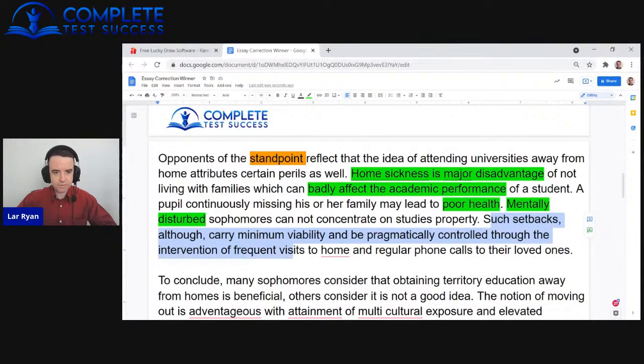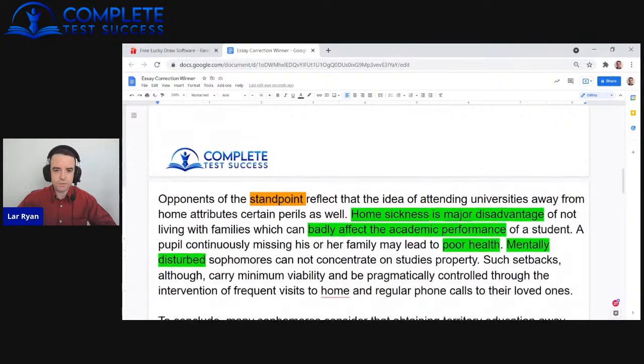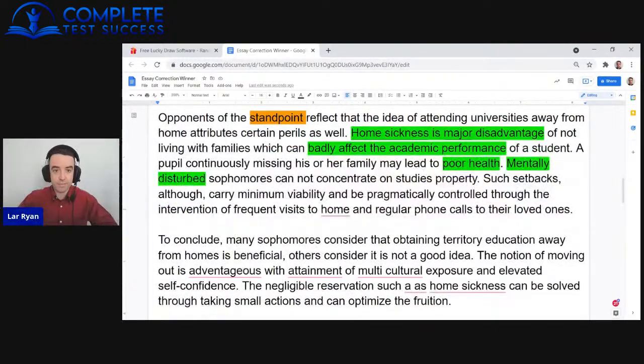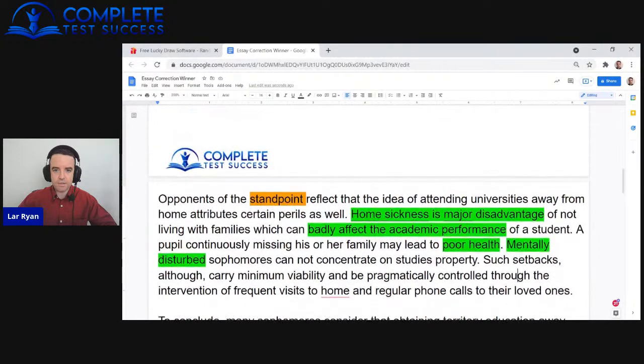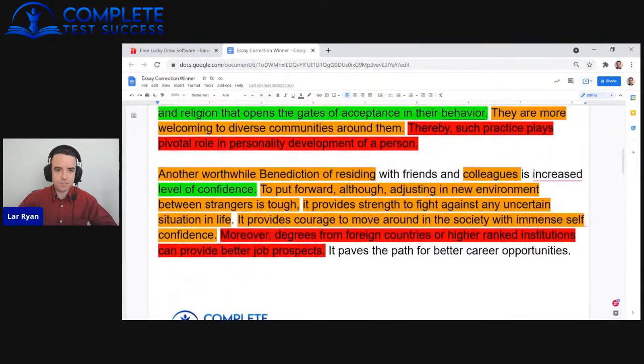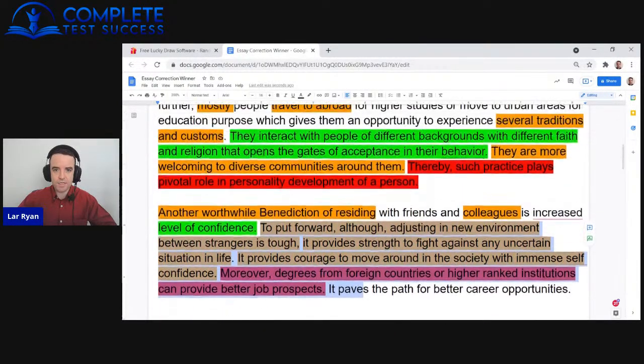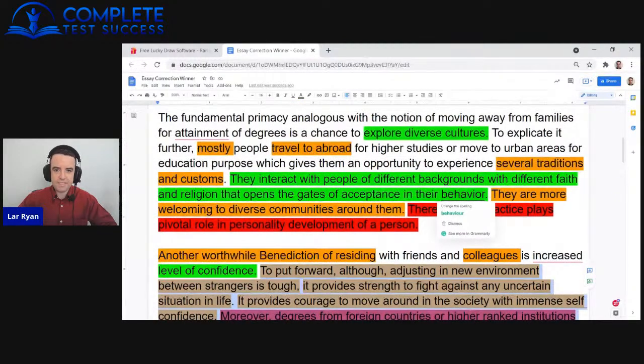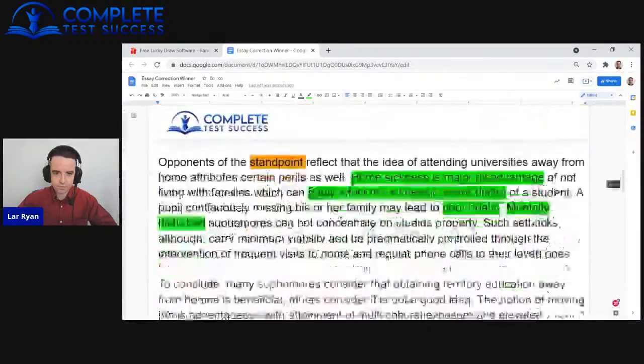Scroll through the intervention of frequent visits to home and regular phone calls. Okay, so basically we've listed 1, 2, 3, 4 disadvantages where we needed just one and a development and explanation of that disadvantage. So no development. So that's a band 6 for task achievement. But like I said earlier on, they wouldn't have got higher than a band 6 because there was no development for this idea already. It's not really development, it just kind of clarifies that the idea is actually relevant. So band 6 for task achievement for sure.